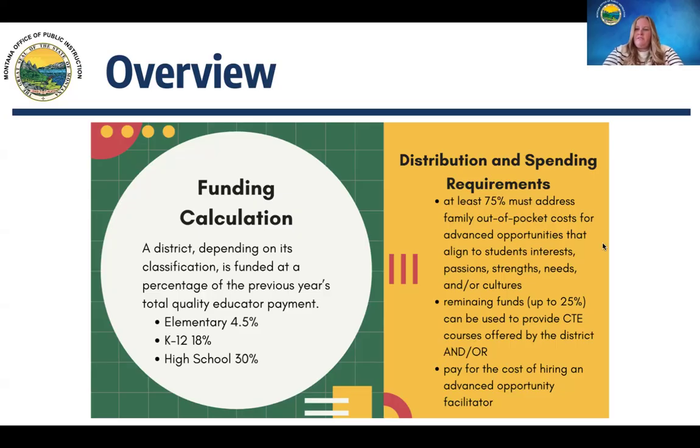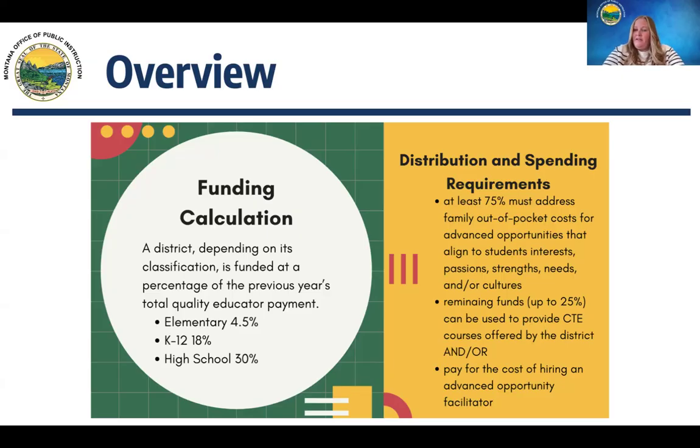And then of the funds that are received, at least 25% have to go to offset family and parent out-of-pocket costs for advanced opportunities that align to students' interests, passions, strengths, needs, and cultures. And really encouraging to have your students tell you what these are, right? So they're not dictated from a district level, even though that strategic plan helps guide what these could be, but really providing opportunities for all of your students based on their post-secondary interests and pathways. So at least 75% have to go to offset that. You could use up to that 100%.